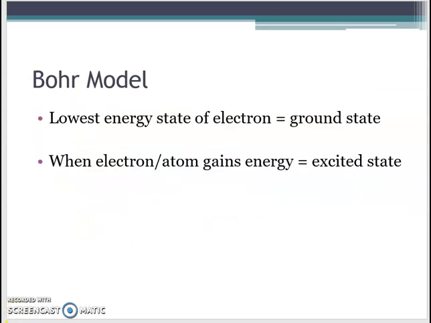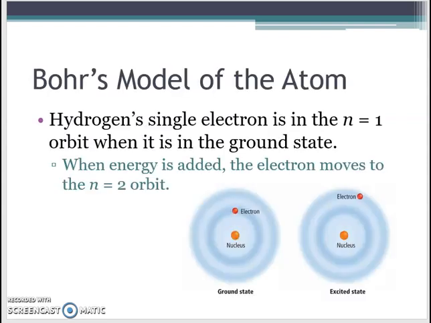As Bohr was studying the different emission spectra, he was studying hydrogen, and he found that whenever the electrons were in the lowest energy state, this was the ground state, and then whenever the electron gained energy, or the atom gained energy, the electron moved into the excited state. Bohr studied hydrogen because it had a single electron, and so he was able to study specifically what happened with that one electron each time he would add energy to that hydrogen atom.